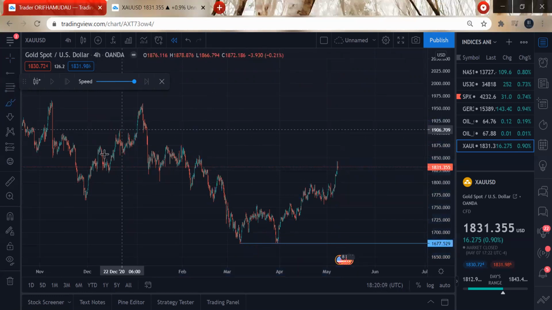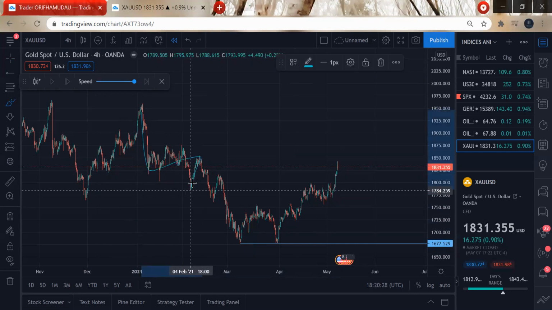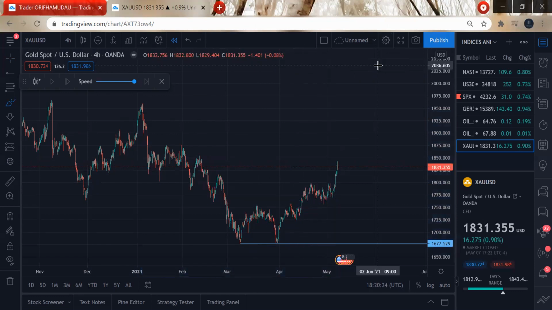So this is how the market moves. Always, no matter which market you are in, it does not matter what indices you are trading, be it gold or anything else, this is how the market moves. It's always impulse, correction, impulse, correction, impulse, correction, impulse, reversal, impulse, correction, impulse, correction. That's how the market moves.